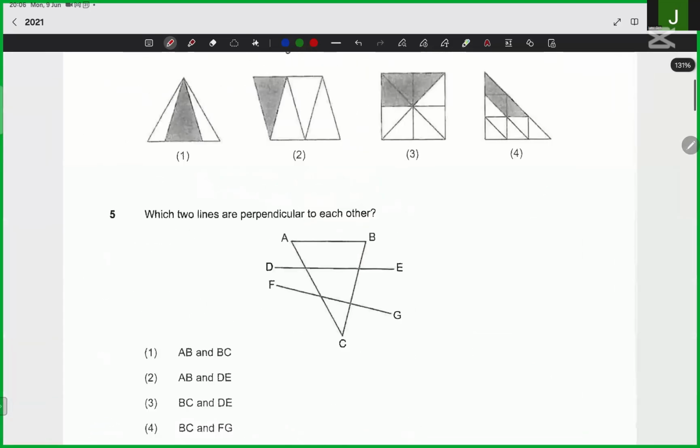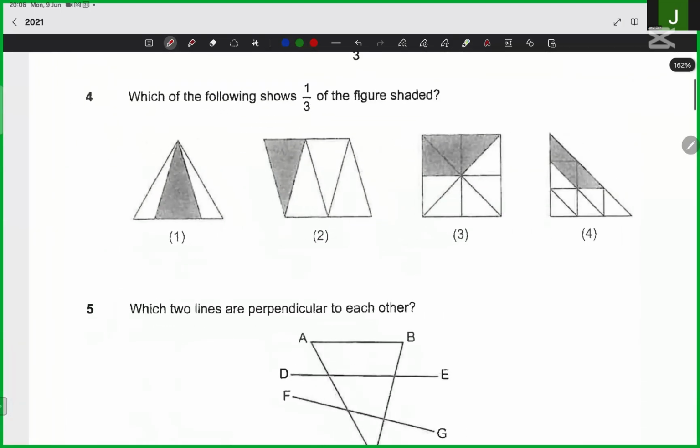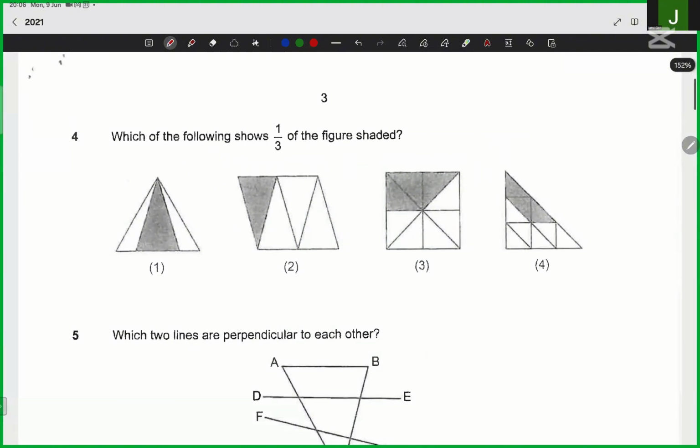Question 4. Which of the following shows 1/3 of the figure shaded? Now, this is a tricky question. It was meant to be a tricky question, right? For 1/3 of the figure to be shaded, the shape must be the same. You can see that the size of the image is not the same, so option 1 is out. Option 2 has 4, so it's out. You see this 1, 2, 3, 4, 5, 6, 7, 8, 9. 3 out of 9 is 1/3. So option number 4.